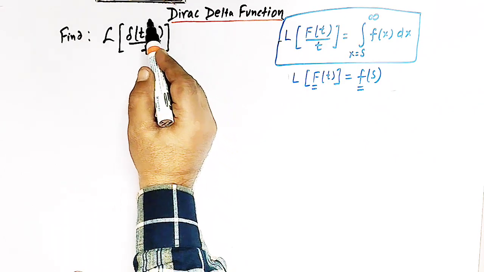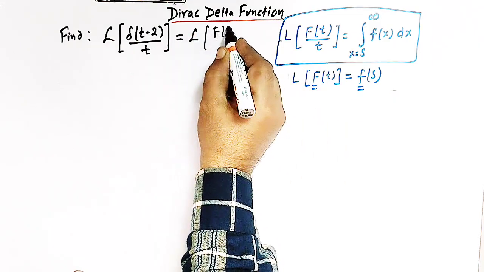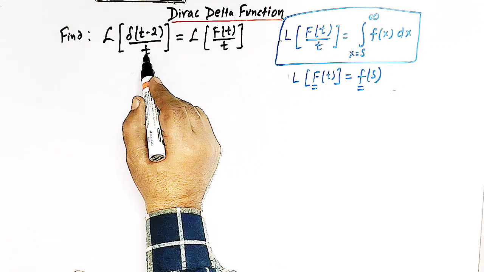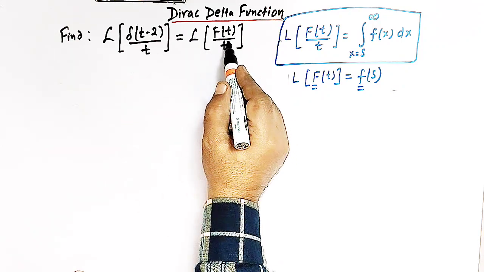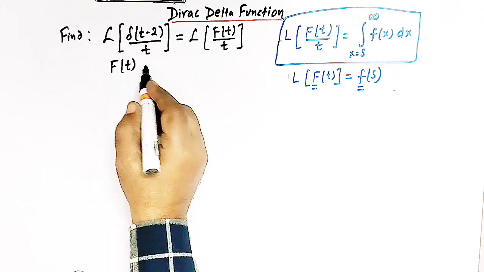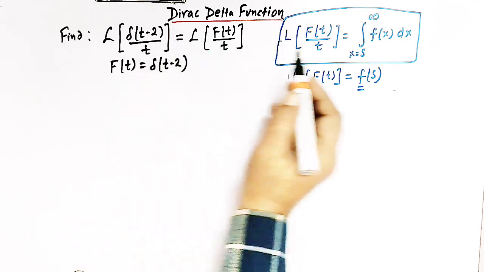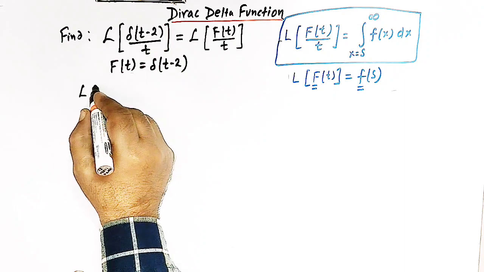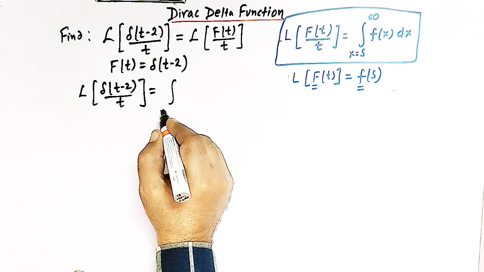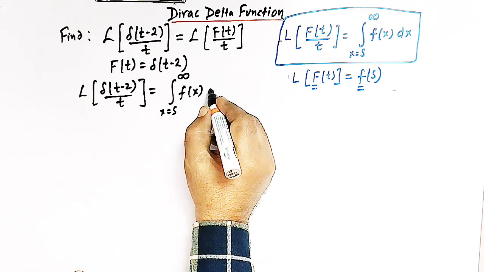Now let us compare this expression with the Laplace transform of f(t) over t. If we compare these two, here we have t in the denominator, and here also we have t in the denominator. So we can take the function f(t) as the delta function, delta of t minus 2. Now due to this property, we can write the Laplace transform of delta of t minus 2 over t is equal to the integral from x equal to s to infinity of F(x) dx.